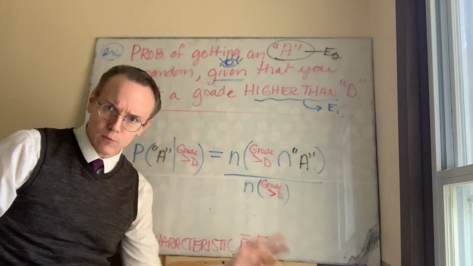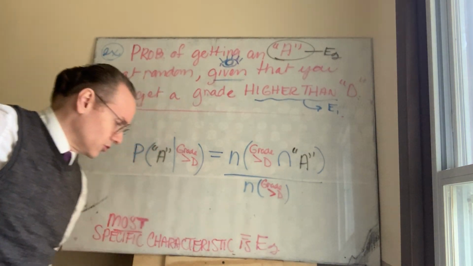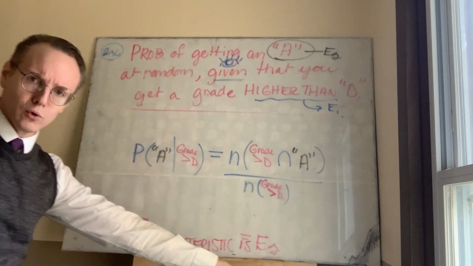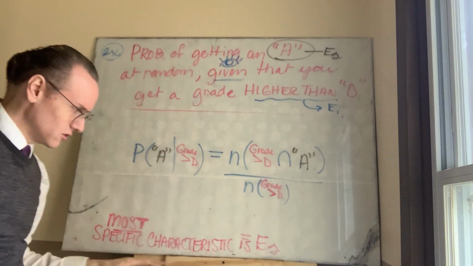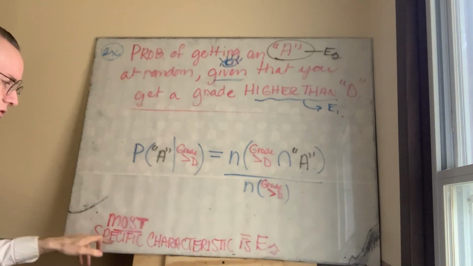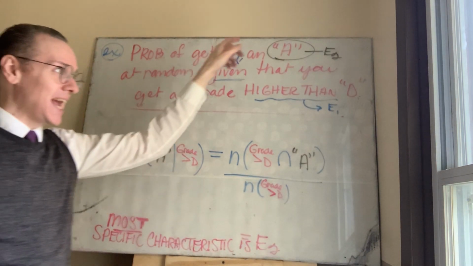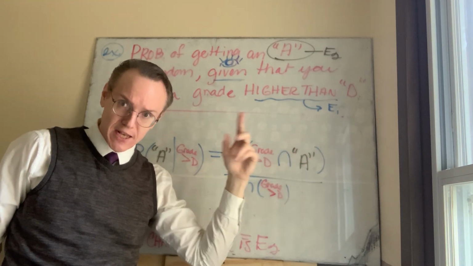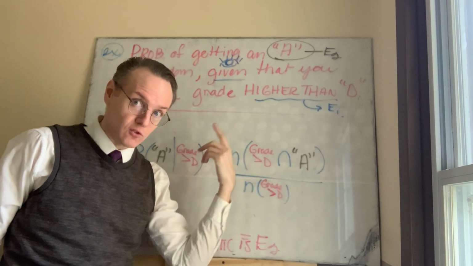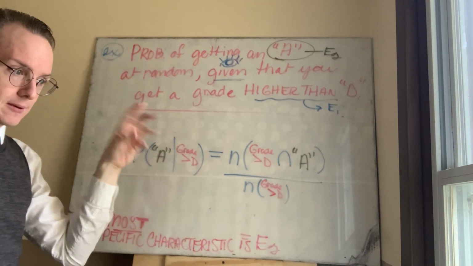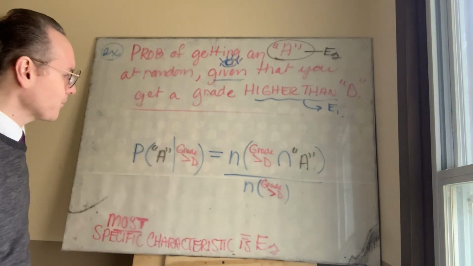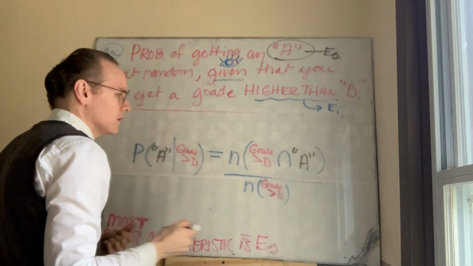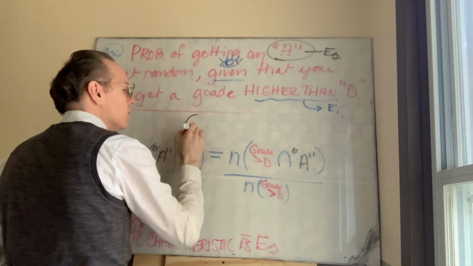Now to clarify what is going on here, and just to complete this thought, this conforms to the alternative perspective of this. E2 is the most specific characteristic, and A is one out of potentially several choices that are greater than D. So it is the most specific way of talking about the grade you get.